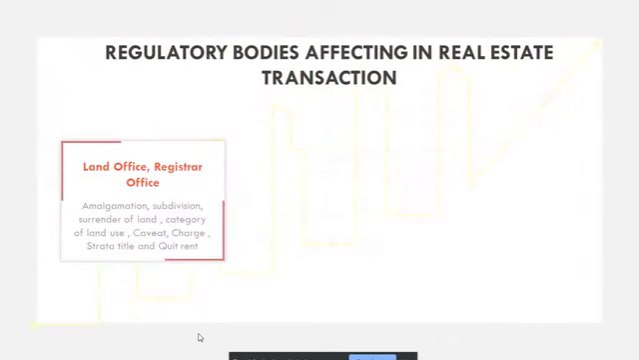So one of them is the land office or registrar office. Here is the place where we can make the title search, whether individual title or strata title. From the search we can know the information regarding the particular title. What is the category of the title? What is the restriction? Is there any caveat on the title and so on?